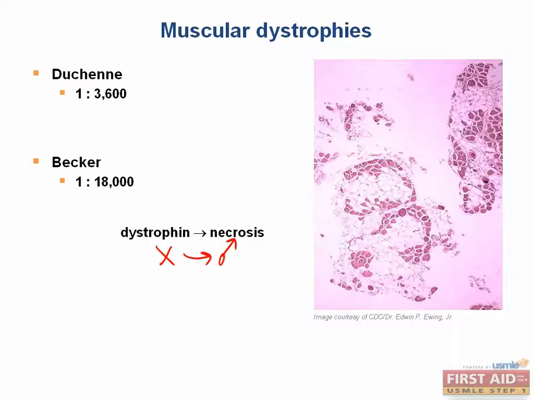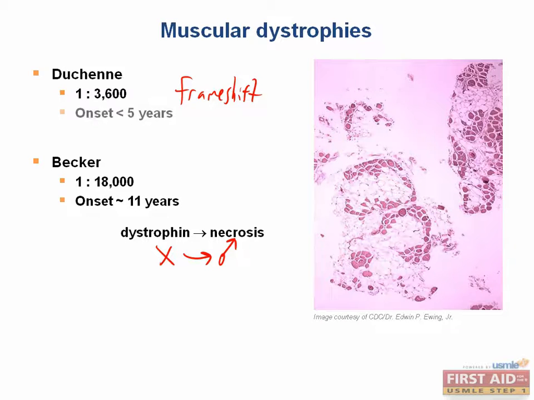Duchenne is also more serious. So these are both caused by mutations in the same gene, so how come one is more serious than the other? This is because some mutations have a greater effect on the final protein. So Duchenne is usually caused by a frameshift mutation, which truncates the protein, which makes it completely non-functional. It's usually first noticeable before the age of 5, and results in loss of ambulation by around age 10, and death in their late teens or early 20s. It's a very serious disease.